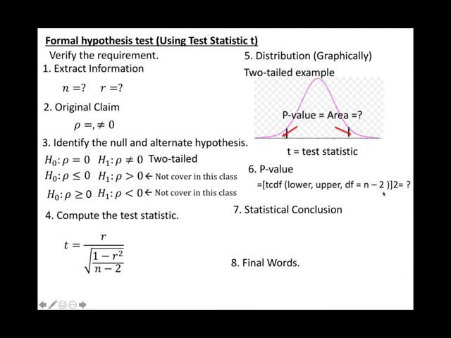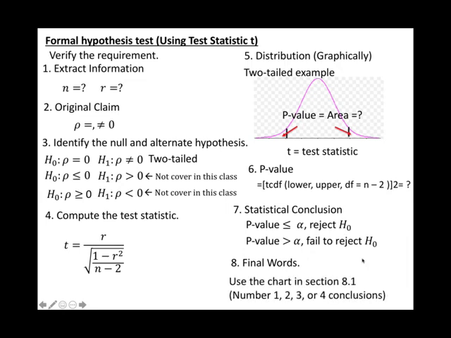And then I'm going to multiply by 2 because I have two tails. And for the conclusion, compare with your significance level. Finally, the conclusion is the same as in section 8.1.